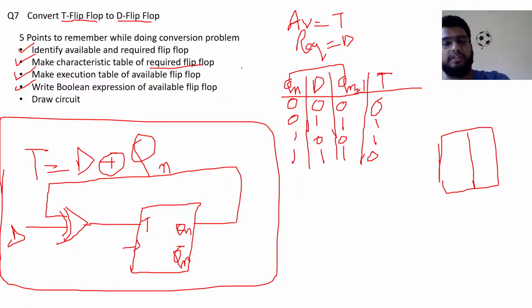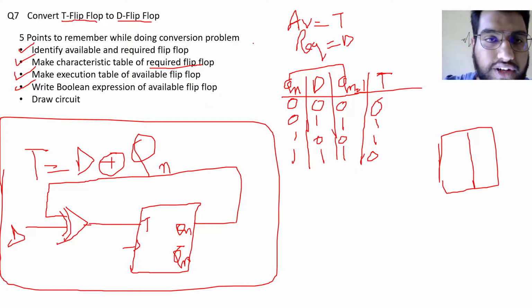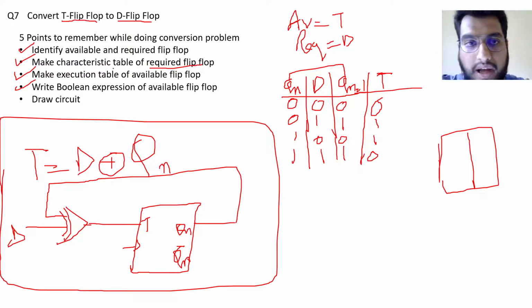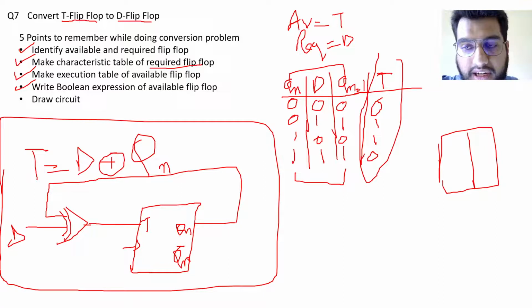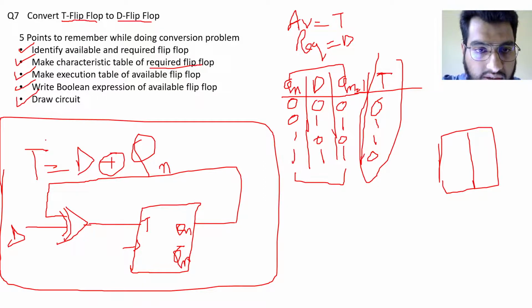So the 5 points that we have shown here are: first, we need to identify the available and required flip flop. Available was our T flip flop and required flip flop was D. Then we have to make the characteristic table of the required flip flop, that is D. Then we have to make the excitation table. Sorry, I said execution; please make sure that it's the excitation table of T, which is this. Then we have to write the characteristic equation between D and Q and draw the circuit finally.